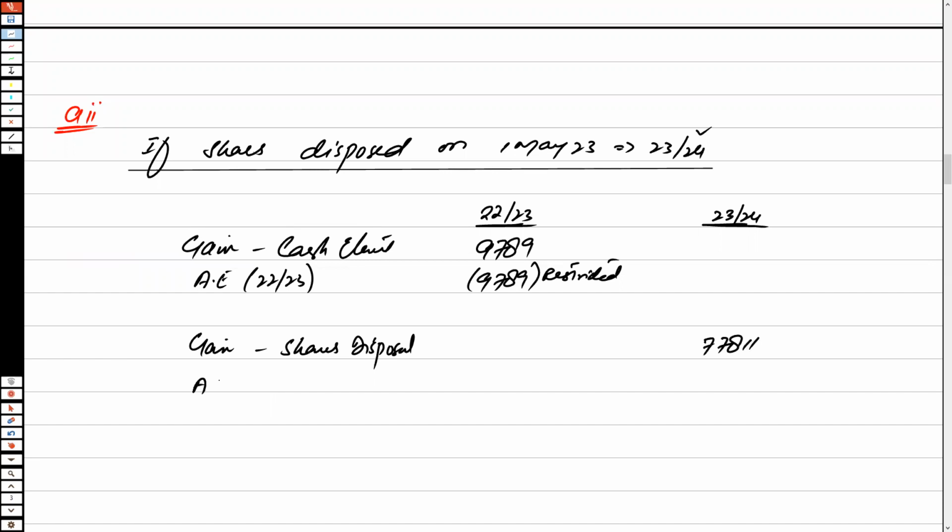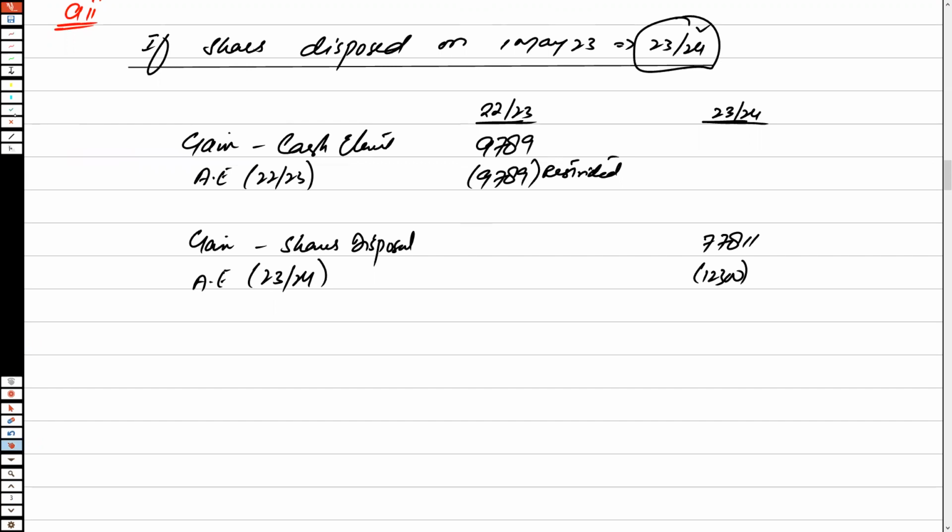77811. Now from these gains, the annual exemption of 23-24, because the shares are being disposed in this year, we can deduct a separate annual exemption. Furthermore, first year gains are becoming nil, whereas second year gains are becoming 65511.